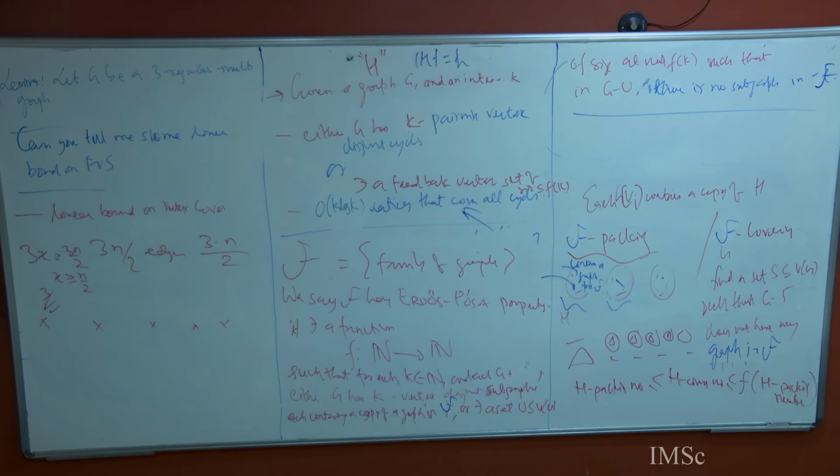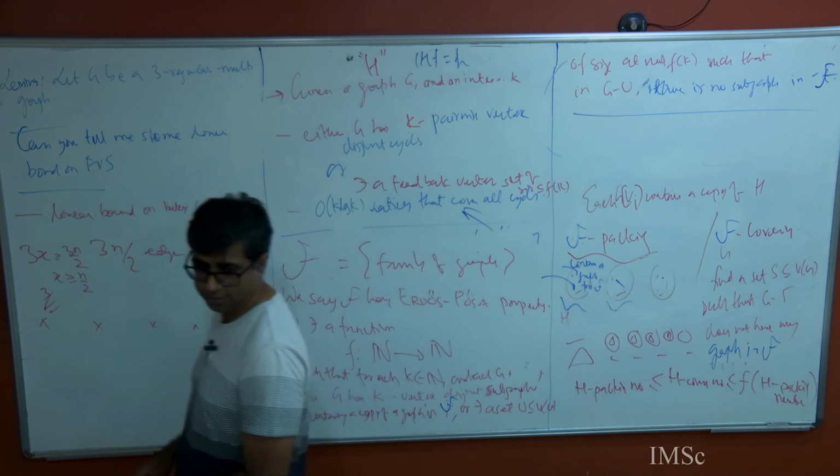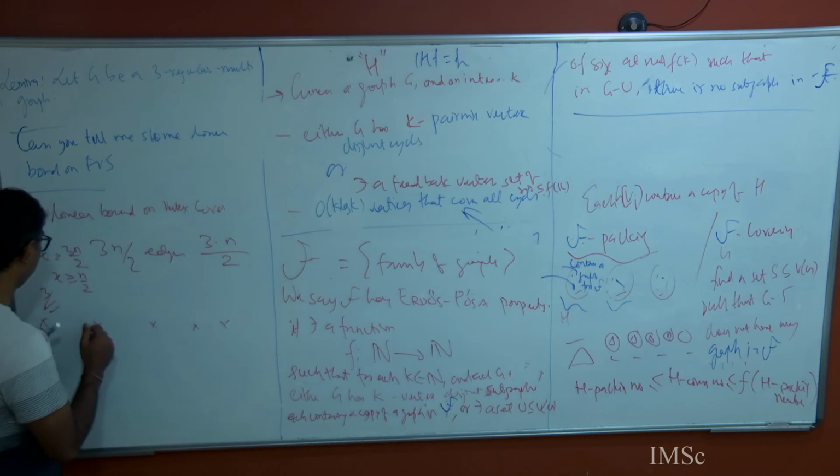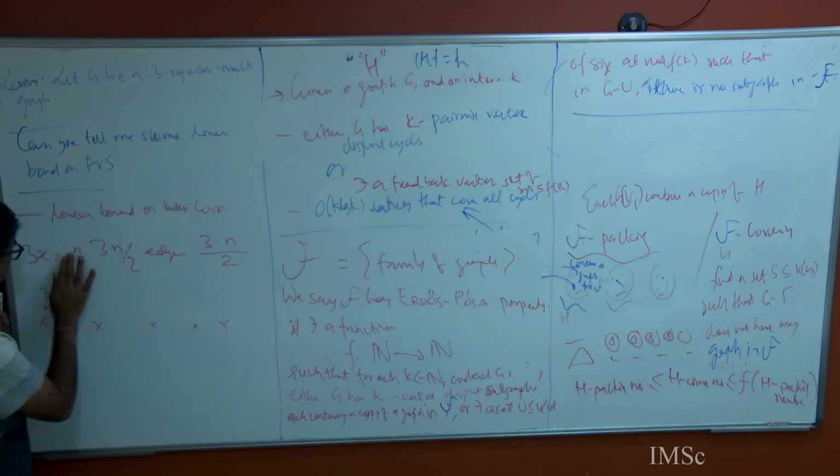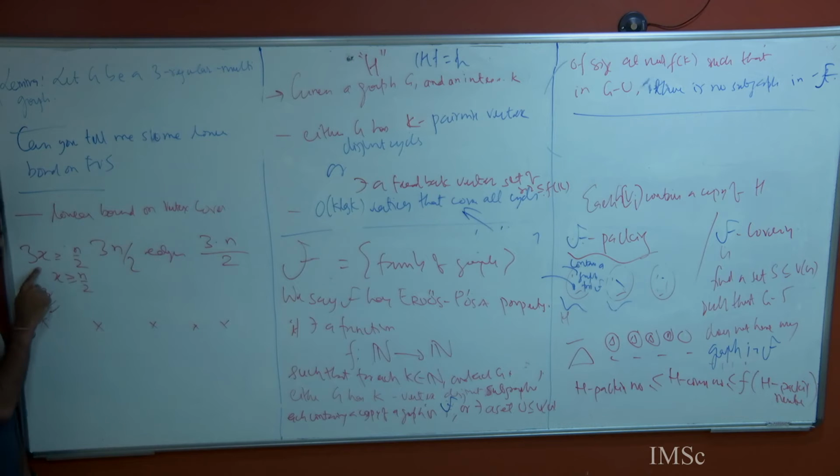So at least this many edges the feedback vertex set needs to eat. Any feedback vertex set must eat up at least n by 2 edges. You get my point. So now I still have this bound: 3x has to be at least n by 2. So x is at least n over 6. I am not trying to come up with something very smart. All I am trying to say is that there are some interesting things happening in this graph.